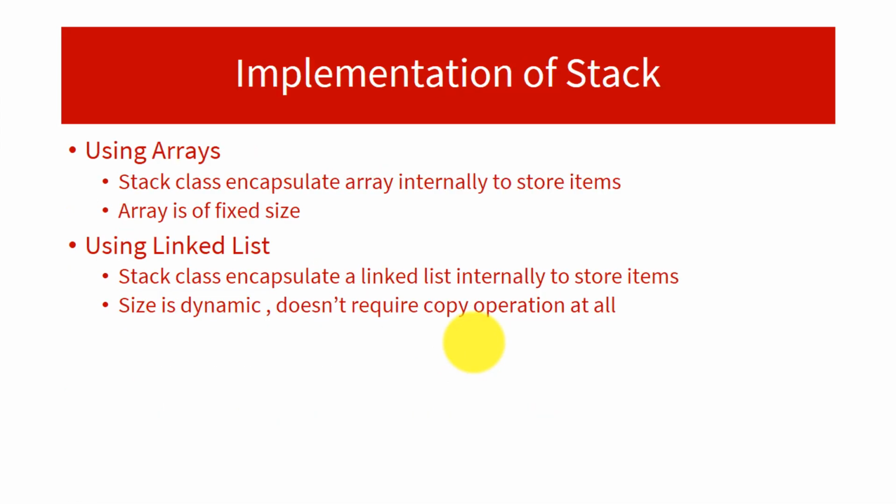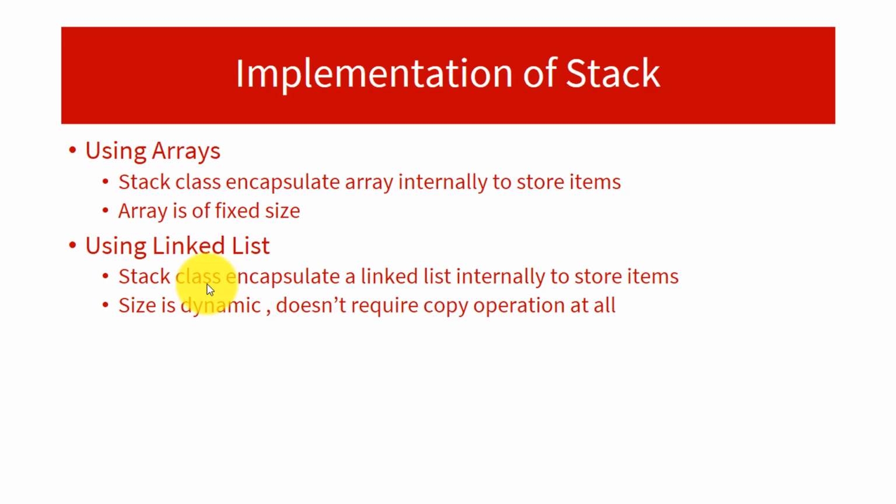Now let's see the code, how we can implement the stack. One way to implement a stack is using arrays, and the stack class encapsulates an array internally to store items. Of course, arrays are of fixed size, so the stack will have the full member function, which will return true in case there is no more space. In the linked list implementation, the stack class encapsulates a linked list internally to store items. That means we will have a structure called node or a linked node, and we will be creating new nodes, and we will have a pointer which will point to the top of the stack.